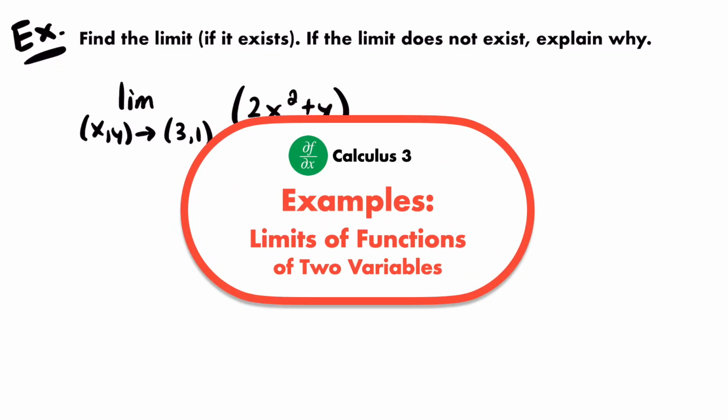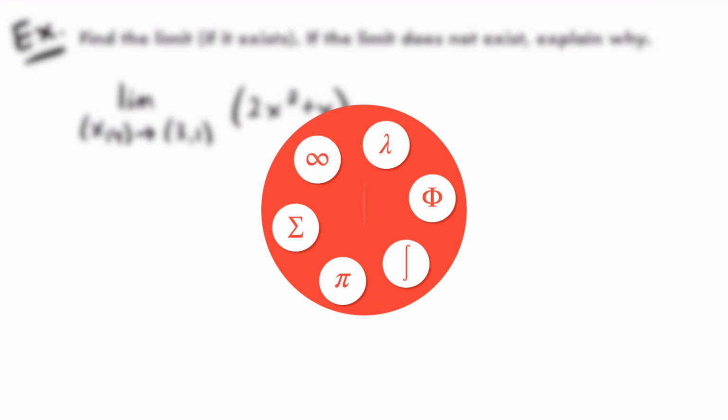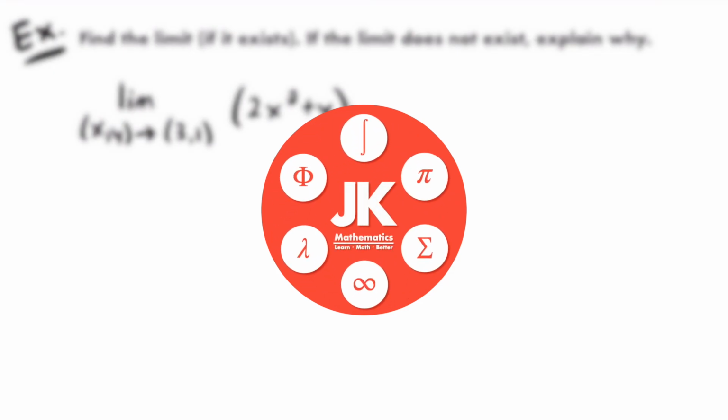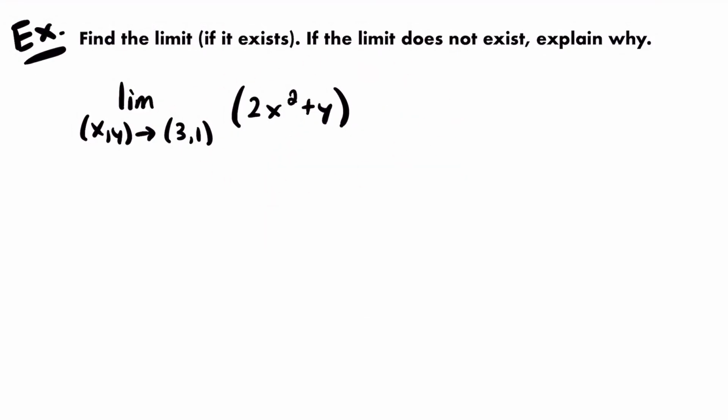Welcome back. Let's practice finding limits of functions of two variables. All right, so here's our first example. We want to find the limit if it exists, and if the limit does not exist, explain why. And our given limit here is the limit as (x, y) approaches (3, 1) of the function 2x² + y.